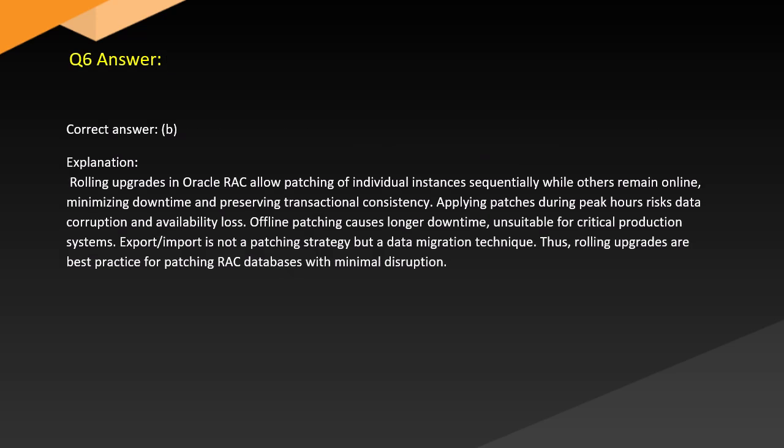Answer. Correct answer: B. Explanation. Rolling upgrades in Oracle RAC allow patching of individual instances sequentially while others remain online, minimizing downtime and preserving transactional consistency. Applying patches during peak hours risks data corruption and availability loss. Offline patching causes longer downtime, unsuitable for critical production systems. Export-import is not a patching strategy but a data migration technique. Thus, rolling upgrades are best practice for patching RAC databases with minimal disruption.